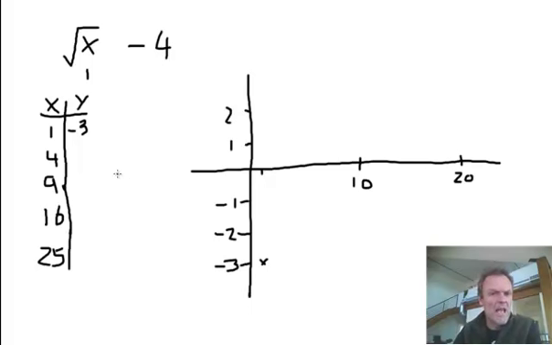Right, when x is 4, because I can square root 4, what's the square root of 4? It's 2. 2 take away 4 is negative 2. So when x is 4, out there, y is negative 2. When x is 9, because I can square root 9, the square root of 9 is 3, take away 4, I'll get negative 1. I'm plotting all these points. So when x is 9, closer to the 10 now, y is negative 1.